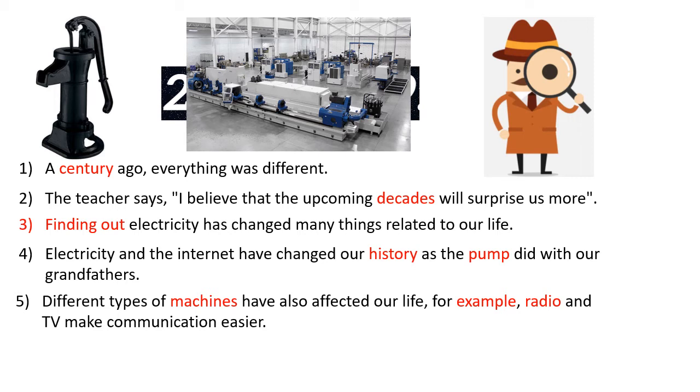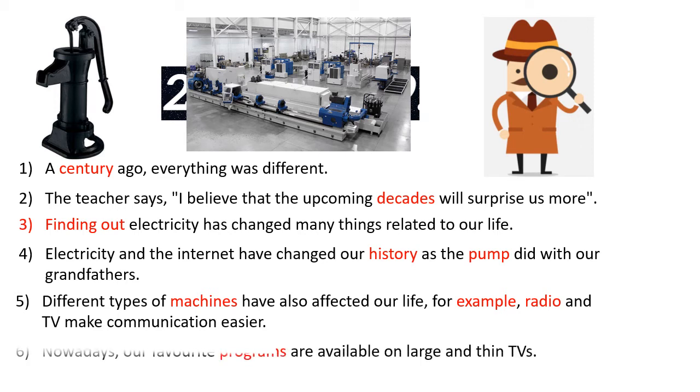Different types of machines have also affected our life. For example, radio and TV make communication easier. Three words here, three new words. Machine, example, radio. All of them belong to the first unit, which is the 10th unit. Okay, nowadays our favorite programs are available on large and thin TVs.